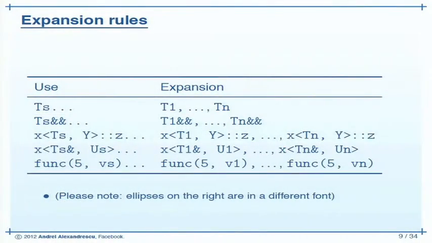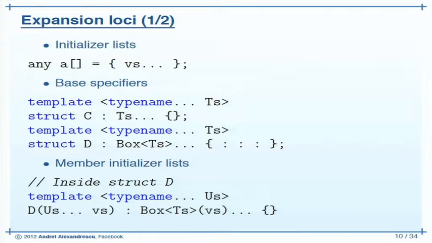Okay, so these are expansion rules. It tells you what you can expand and what it's going to expand into, right? And then there's the converse element, which is, where can I expand things? In what context can I expand things, right? So the places where I can actually expand things are an array initializer. I can expand stuff in a base class specifier, which would go like, template type name dot, dot, dot, T's, struct C inherits T's dot, dot, dot, which means inherits from everybody. Right? Then we have template of type name dot, dot, dot, T's, struct D.